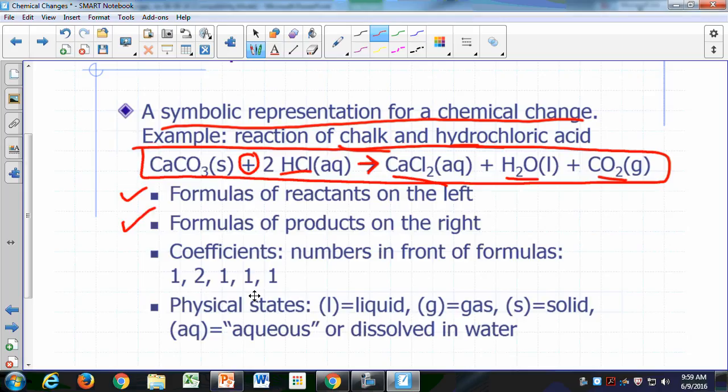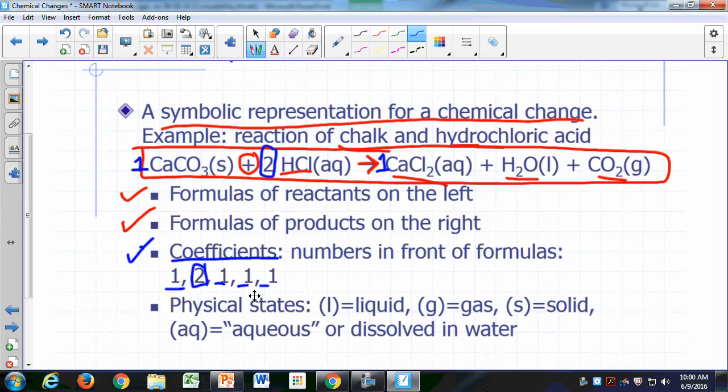Now you will also see numbers in front of the formula. So this number in front of the HCl, that's called a coefficient. So the coefficient of HCl is 2. If you don't see a number in front of the formula, that implies a coefficient of 1. So the coefficient of calcium carbonate here is implied to be 1. The coefficient of calcium chloride is implied to be 1. So all the coefficients in this example that we have here are 1 except for the coefficient of HCl, which is 2.